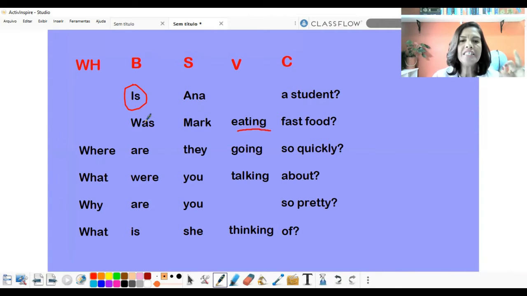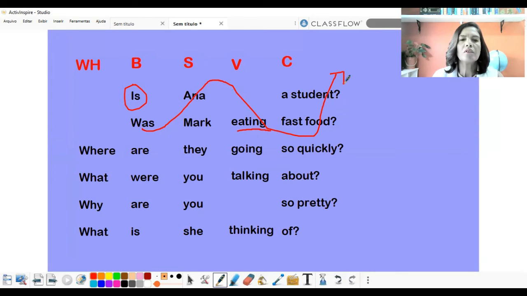In here it is past continuous. So verb to be in the past, the subject and the verb in the gerund with ing. Fast food is the complement. So was Mark eating fast food? Yes or no question? Right? Was Mark eating Chinese food? Oh no, fast food. Was Mark eating fast food? Was he? Is she? Okay?